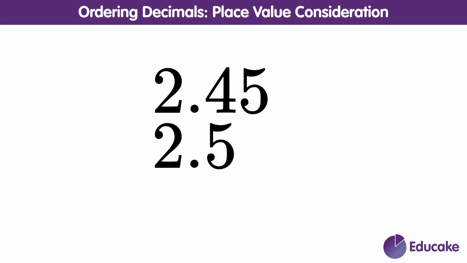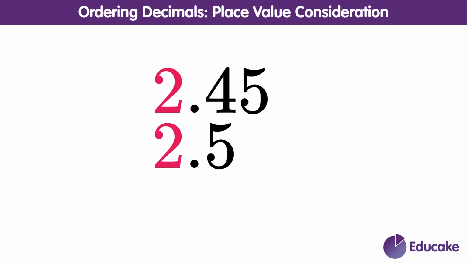So let's compare 2.45 with 2.5. Have a little think about it, take a moment and see if you can notice what we do when we compare the digits. Okay, let's check. So both numbers have a 2 in the ones place or the units place, so we know those are the same. We move to the next column.